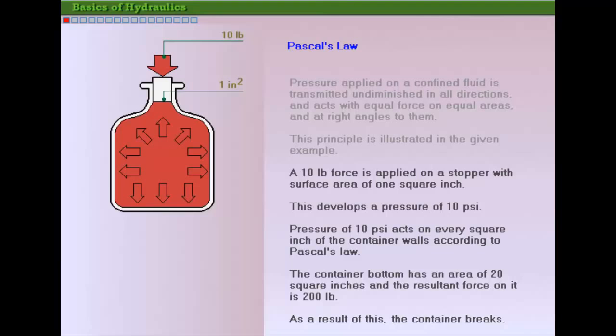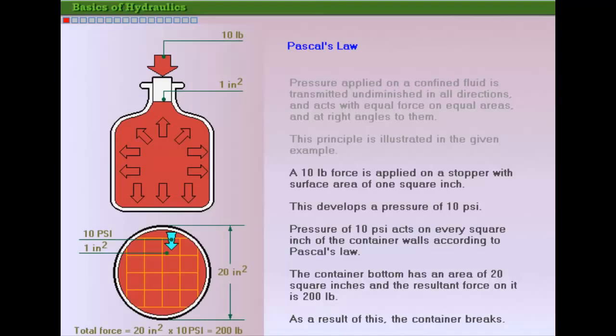According to Pascal's law, this pressure is then transmitted through the fluid undiminished in all directions. This pressure acts against all equal areas of the bottle. The resultant output force is multiplied in this example over the 20 square inches of the bottom of the bottle. In this case, an output force of 200 pounds is generated with an input force of only 10 pounds. Due to this increased force, the bottle breaks.